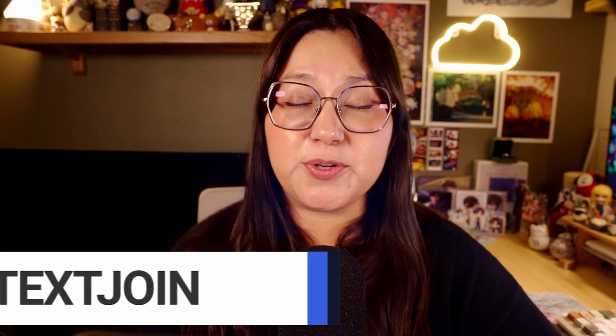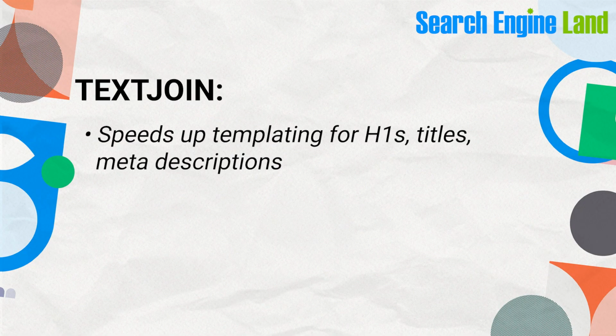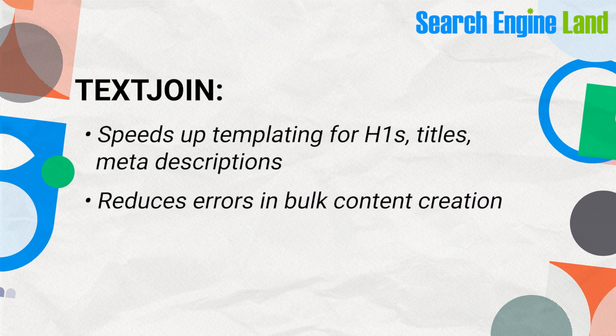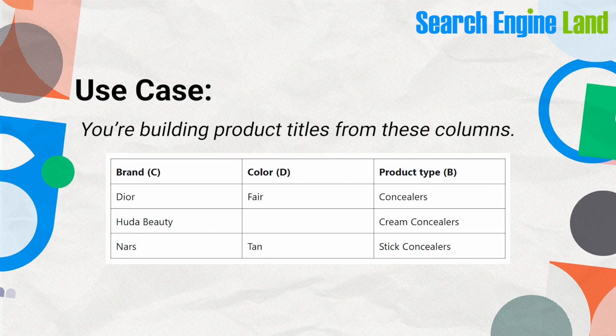TEXTJOIN is a game changer because if you've ever worked with any large-scale projects like product pages or city location pages, you know how repetitive SEO tasks can get. It becomes a secret weapon for scaling content programmatically in Excel. It speeds up templating for H1s, titles, and meta descriptions, reduces errors in bulk content creation, and saves hours on programmatic SEO builds. For example, say you're building product titles from these columns.